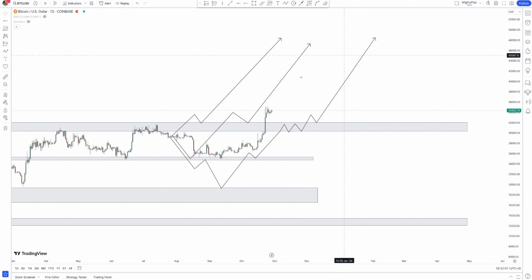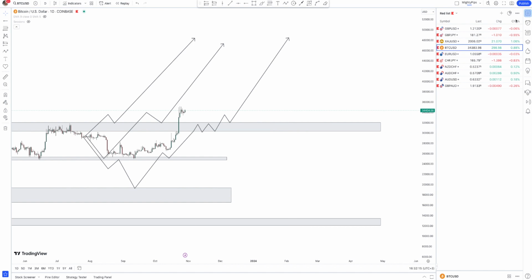So Bitcoin is still moving, and it's going to move now. It's going to move quickly. After this small consolidation, it's going to move quickly to 50K. Okay? So that is it for Bitcoin.